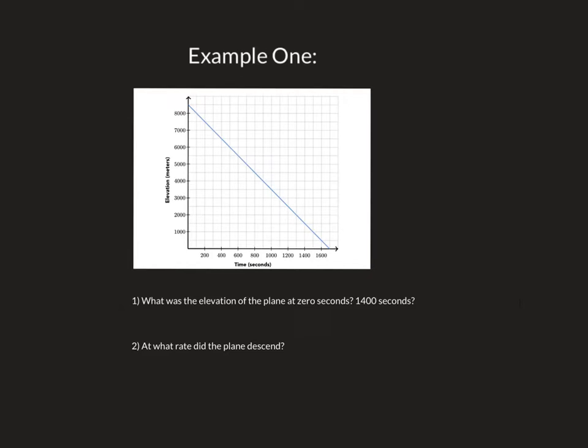Okay, so here we go. We're going to do example 1. This week, we're going to do a little bit more with linear models and lines, but we're going to do more describing them than creating them, okay? We're also going to do a little creating. So, example 1 says, what was the elevation of the plane at 0 seconds and 1400 seconds?